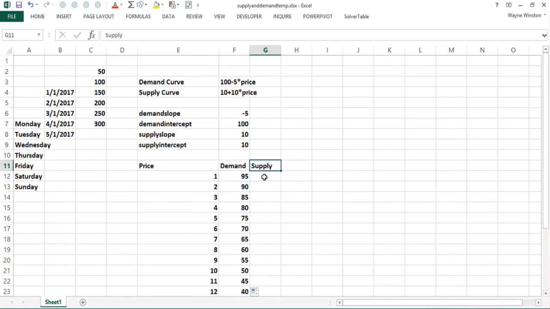Now what will the supply be? The supply will equal the supply slope times the price plus the supply intercept, back to dollar sign. So we'll just check. It should start with a price of 1. It should be 20.